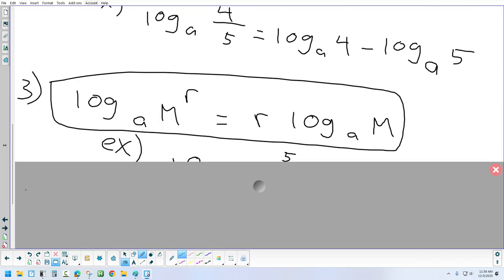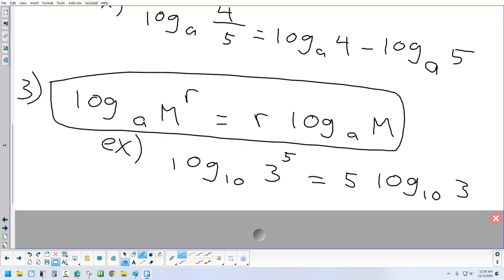Third property. The third property says that if you have an exponent on an argument in a log function, you can take that exponent and put it in front. And that's the third one. So exponents inside the argument to a log function can go in front.